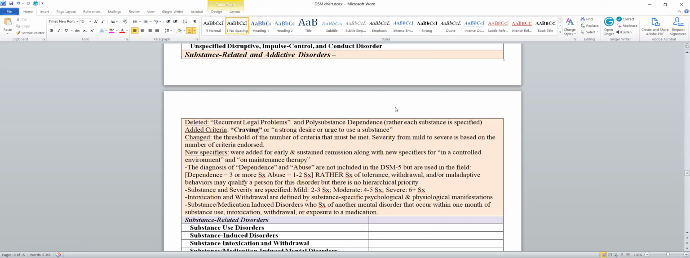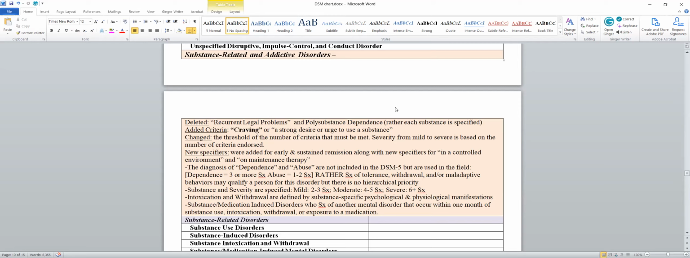New specifiers were added for early and sustained remission, along with new specifiers for in a controlled environment and on maintenance therapy. The diagnoses of dependence and abuse are not included in the DSM-5, but are used in the field. Dependence equals 3 or more symptoms. Abuse is 1 to 2 symptoms. Rather, symptoms of tolerance, withdrawal, and/or maladaptive behaviors may qualify a person for this disorder, but there is no hierarchical priority.